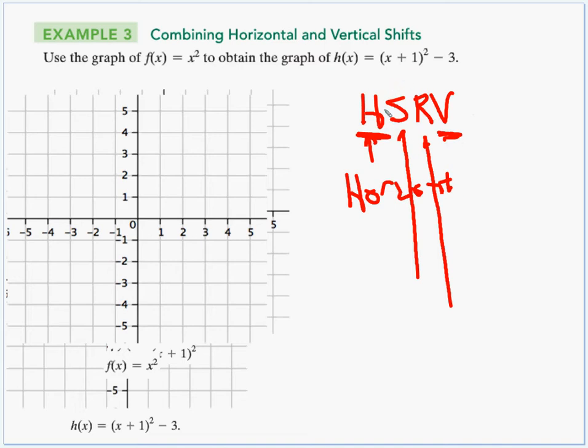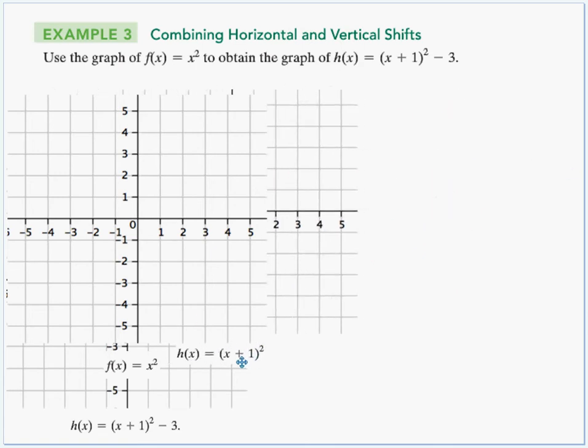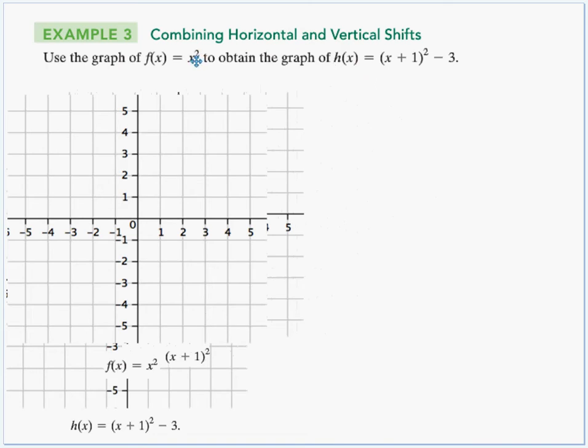We haven't done the ones in the middle, obviously, so just to stay in this pattern, we'll do any horizontal shifts first, left or right, and then we'll do vertical shifts up and down. So let's see what we got here. We've got x squared, and then we want to obtain x plus 1 quantity squared, and then minus 3. So let's look at this real quick. The minus 3 is going to be a shift down of 3 units. And then the plus 1 in here, remember this is the one that's sort of counterintuitive. This is going to be a shift to the left 1 unit.